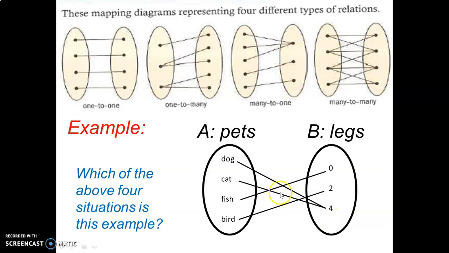All right. So our example with pets and legs, here are pets. Here is the number of legs. I've shown the mapping we have. Dog has 4 legs, cat has 4 legs, fish has 0, bird has 2. So there's our mapping diagram. Which of the 4 above situations is represented in our situation? Well, I hope you said it is a many to one situation, because dogs and cats both have 4 legs, so we can see many things converging on 1 over here.